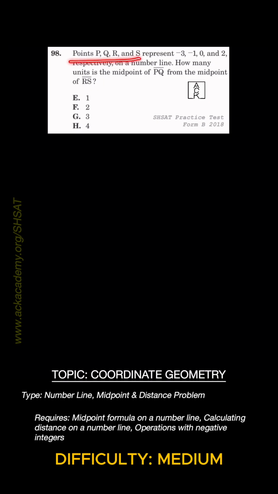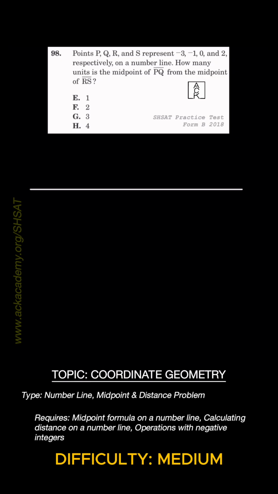Points P, Q, R, and S represent -3, -1, 0, and 2, respectively, on a number line. How many units is the midpoint of PQ from the midpoint of RS? For a problem like this, it's best to just label and figure it out based on the label.